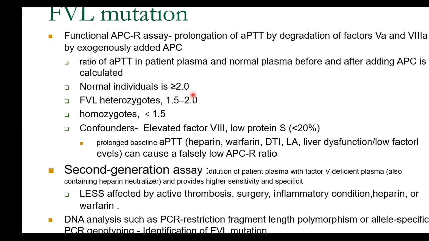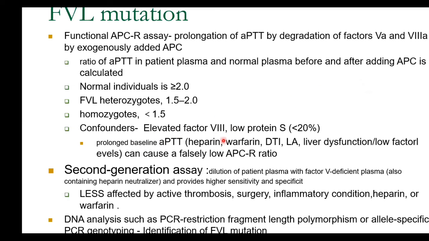Normal APCR value is more than 2 seconds. And if it is between 1.5 and 2, then it is heterozygous. And if it is less than 1.5, it is homozygous. And this is the ratio actually of APTT in patient plasma and normal plasma before and after adding APC, that is activated protein C. So if resistance is present, there will not be much difference. But if it is not present, there is no resistance, that means it's a normal person, then there will be a difference in anticoagulation and the clotting times.